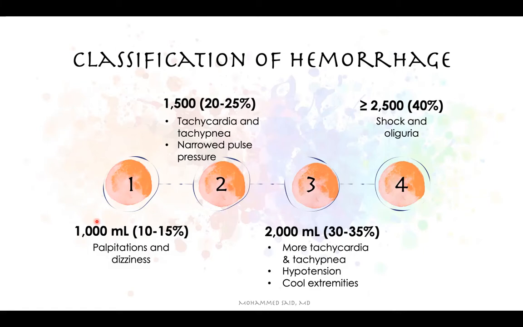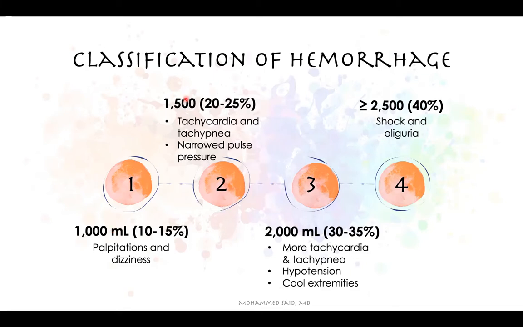So the classification of hemorrhage. We have four classes of hemorrhage. The first class, when you lose around 10 to 15% of the blood volume, which is almost 1 liter, what's going to happen is what we call physiological adaptation. So nothing major is going to happen, just palpitations, dizziness, nothing major.